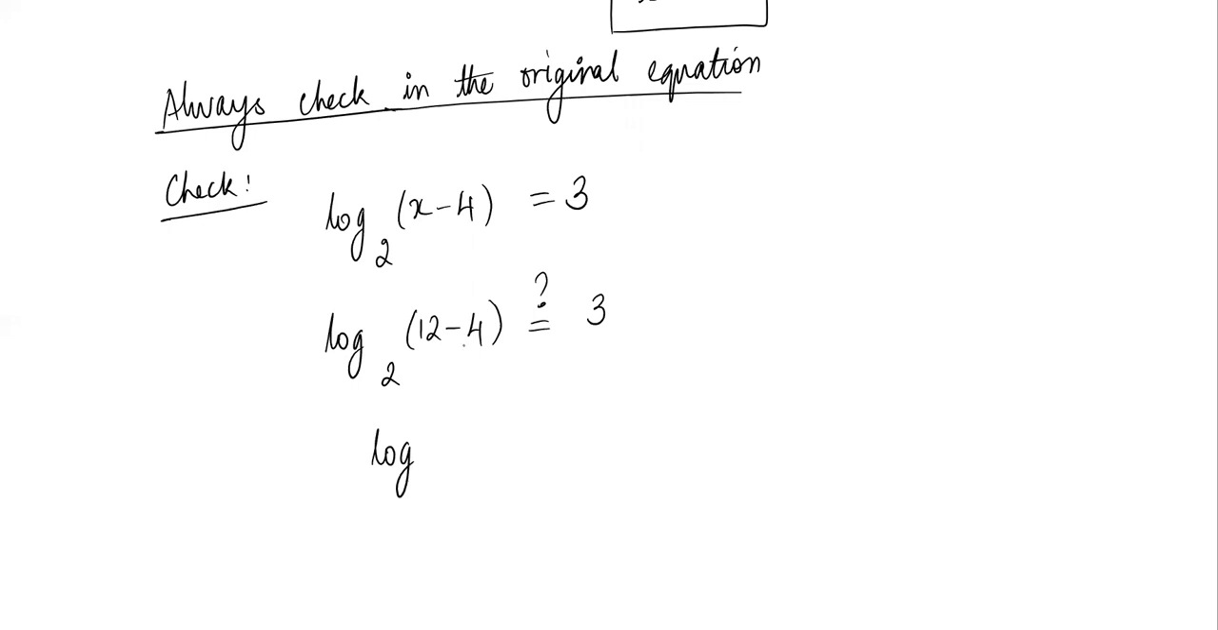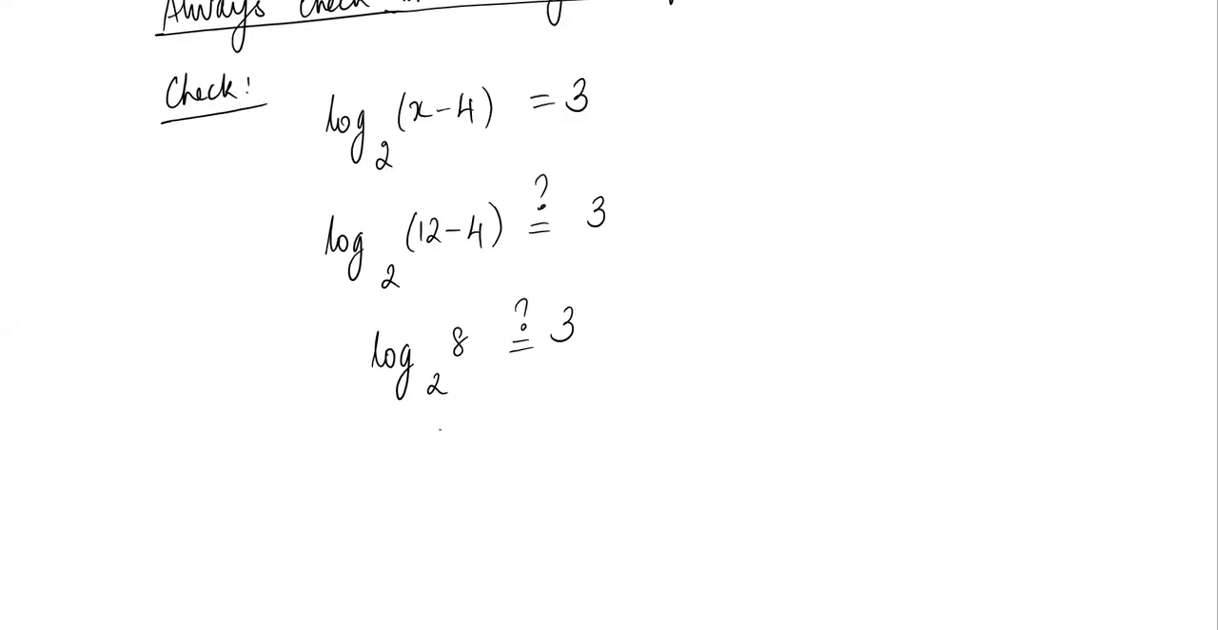So we got here 12 minus 4, which is 8, to the base 2. We're asking ourselves, log 8 to the base 2. Remember how we evaluate log 8 to the base 2? We ask ourselves, 2 power what will give me 8? So the answer, 2 power what will give me 8, is 3. 2 power 3 will give me 8, so 3 equals 3. The check turns out to be true.